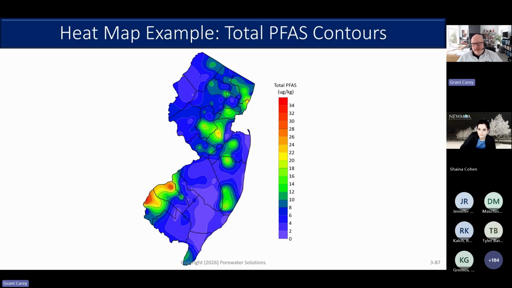And I just contoured this to get an idea of where do we have high total PFAS, where is it lower, so you can get an idea of the difference where things are high and low across the state. And you can see lowest concentrations are kind of in this area and in this area here.